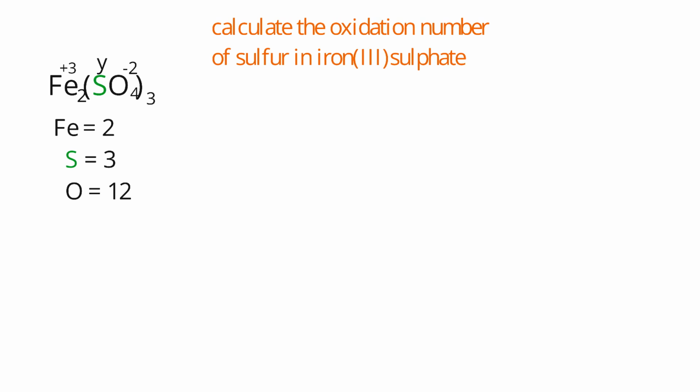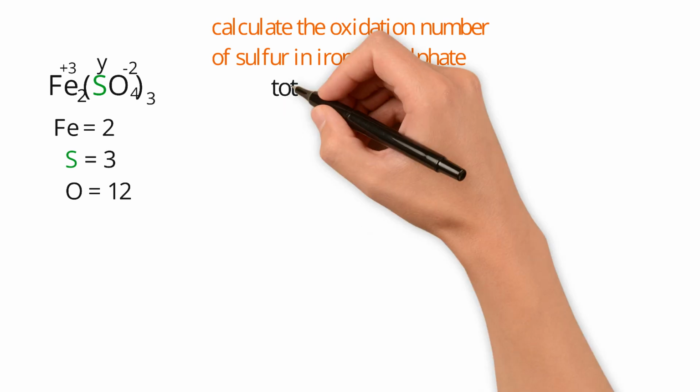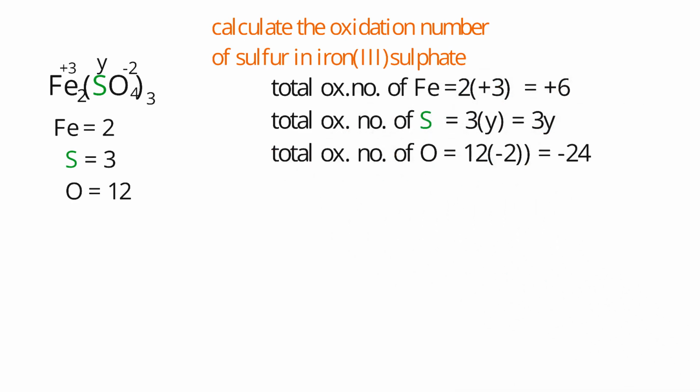The total oxidation number of iron is equal to 2 into +3, which is equal to +6. Total oxidation number of sulfur, 3 into Y, which is equal to 3Y. Total oxidation number of oxygen, 12 into -2, which is equal to -24.